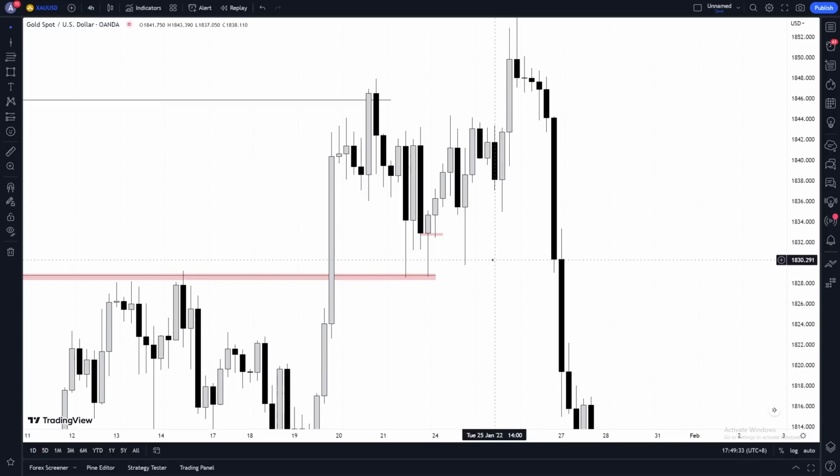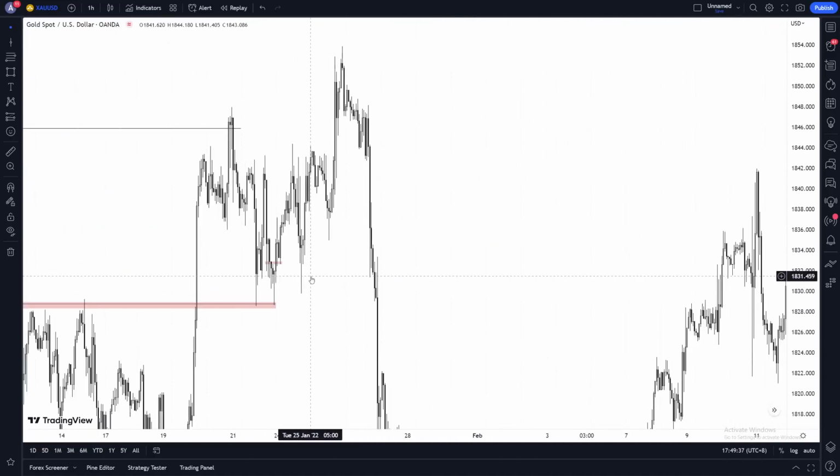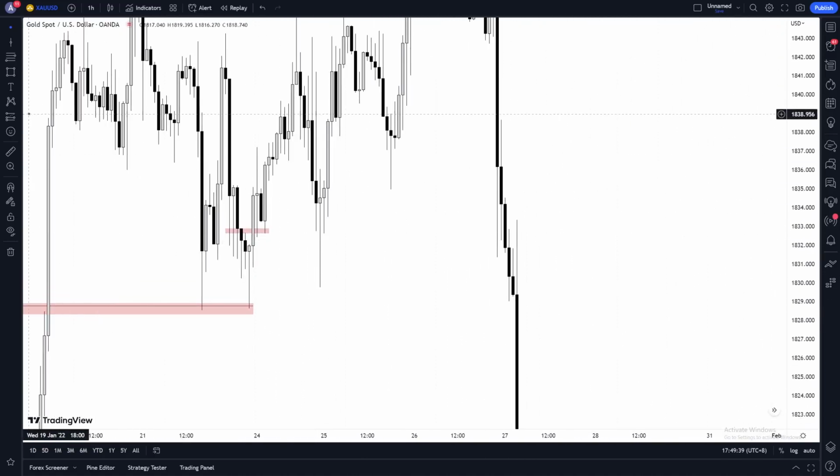If you wanted to take a refined entry, you could go from H4 to H1. Absolutely can do this, by the way. Nothing wrong with this whatsoever. You can 100% do this, and you would have gotten yourself another opportunity in here.